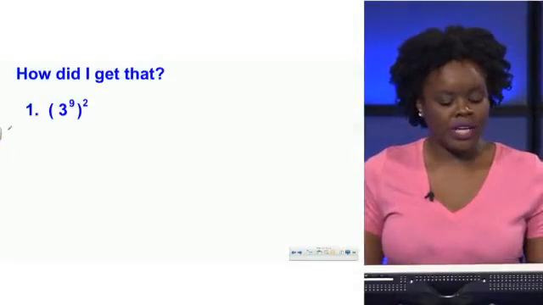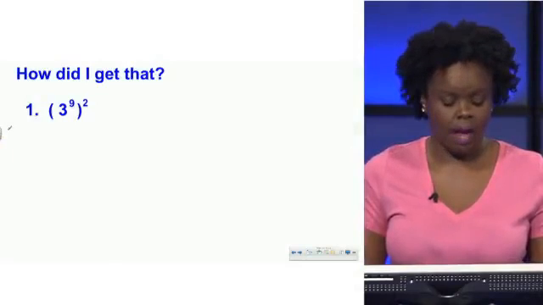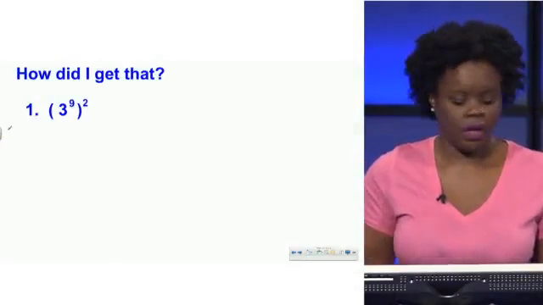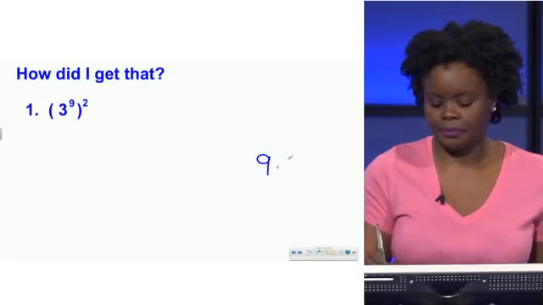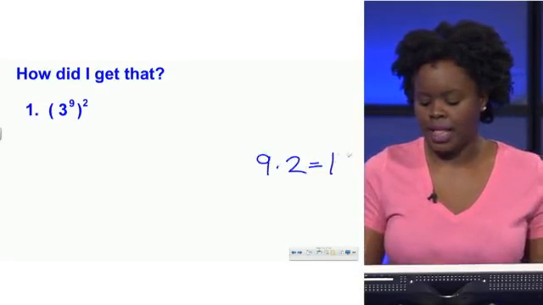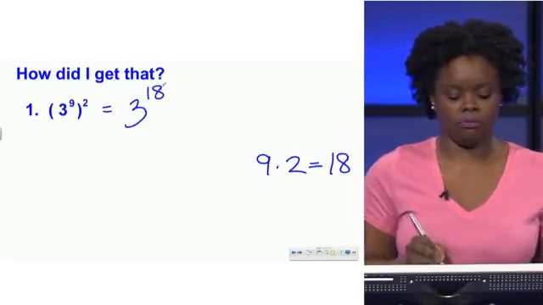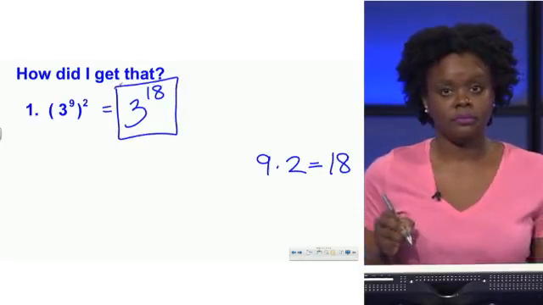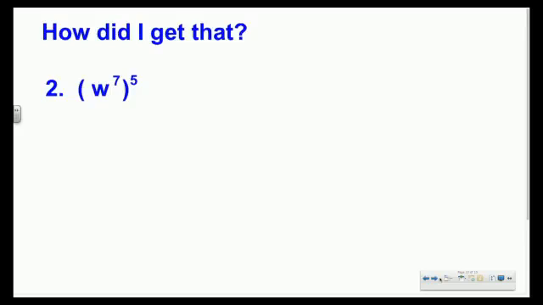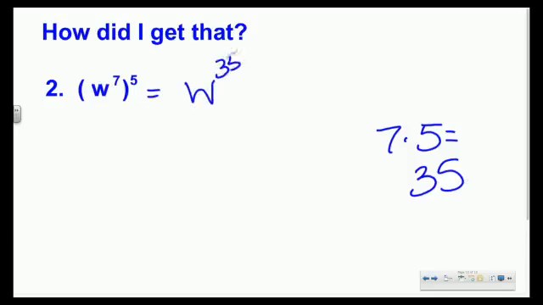Okay, so 3 to the 9th squared. I'm raising a power to another power. So just multiply my exponents together. 9 times 2, that's 18. So that means that this simplifies to 3 to the 18th. All done. Okay? That next one, I had w to the 7th raised to the 5th power. So just multiply those exponents together. 7 times 5, that's 35. So that means this simplifies to w to the 35th. And you're all done.